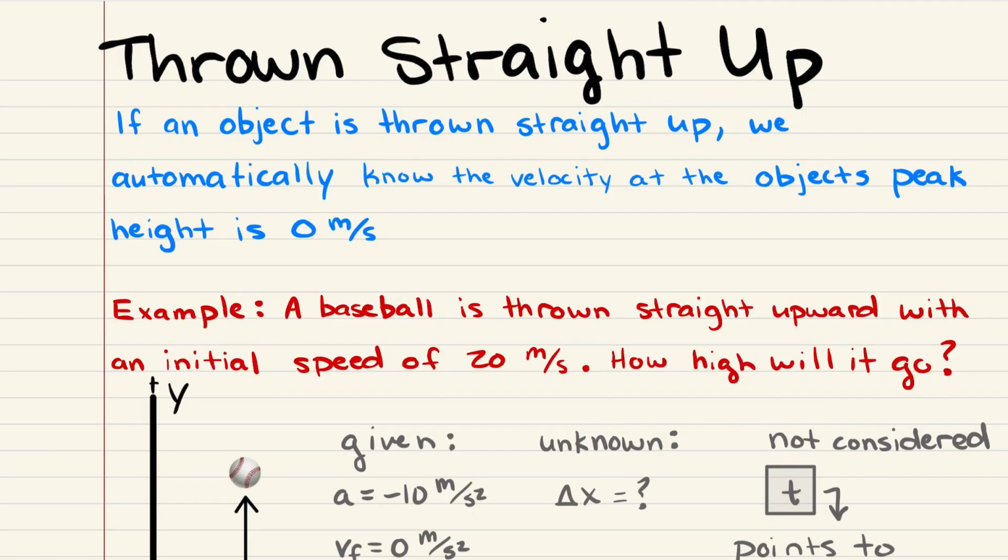Let's talk about the problem in which an object is thrown straight up in the air. What's interesting about problems in which an object is thrown straight up in the air is that we automatically know that the velocity at the object's peak or the object's apex, the highest point that it's going to reach, is 0, okay? We know that the velocity at that point is 0 because at the point of its apex, it is going to stop going up, change direction and start falling down. So anytime an object is changing direction, that velocity in that dimension is zero. For that moment, it's zero.